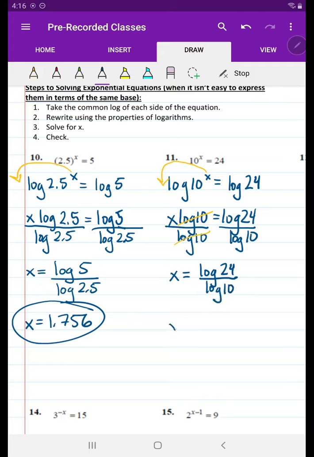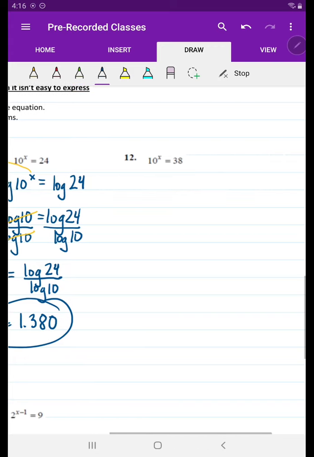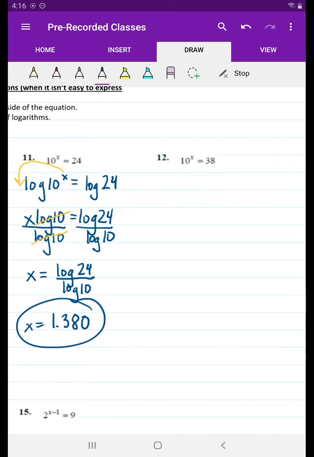And so then we can punch that into our calculator. So I've got log 24, close the parentheses, divided by log 10, close your parentheses, and I'm going to get 1.380. All right, so that's the answer to number 11. Let's go on to number 12.